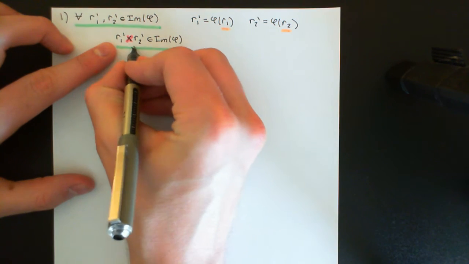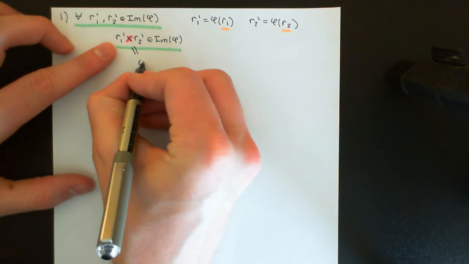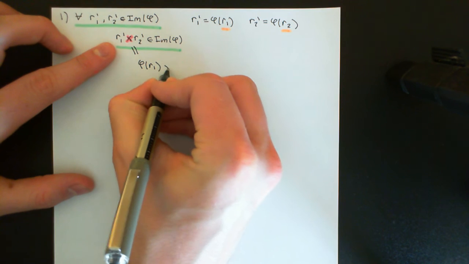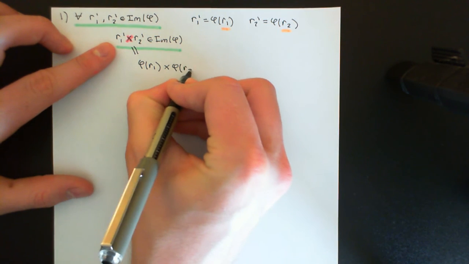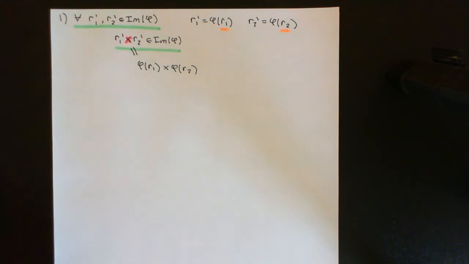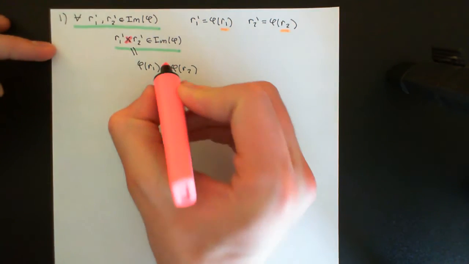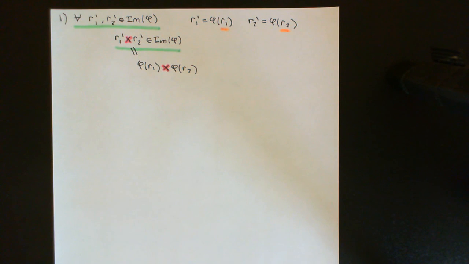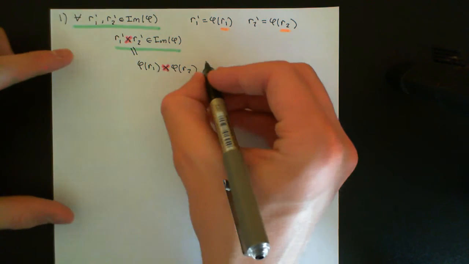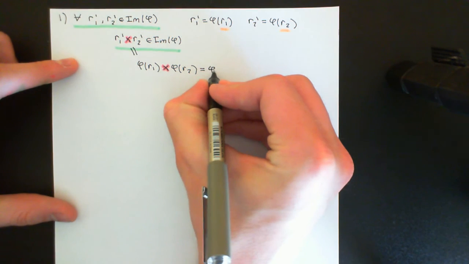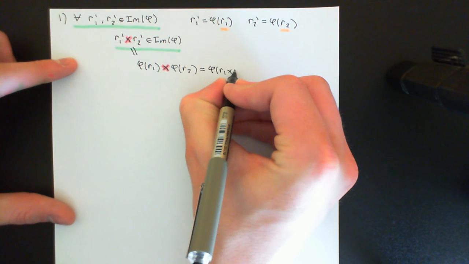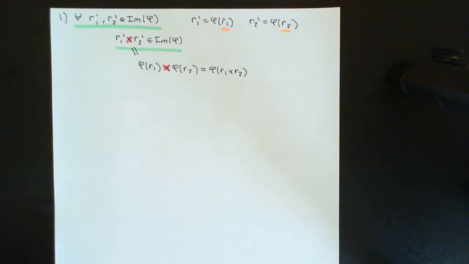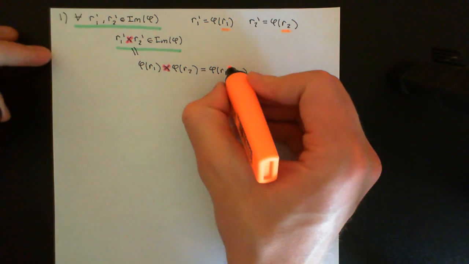Therefore, if I want to multiply the two of them together like this, I can substitute in these things here. So R1 prime times R2 prime is the same as phi of R1 times phi of R2, where this is multiplication in the codomain ring here. And of course now I can use the fact that multiplication is compatible in this way between the two rings, and I can combine this into phi of R1 times R2, where this now is multiplication in the domain ring.